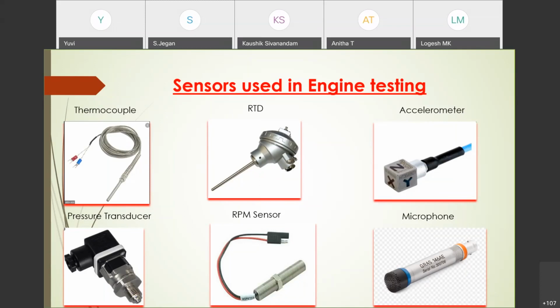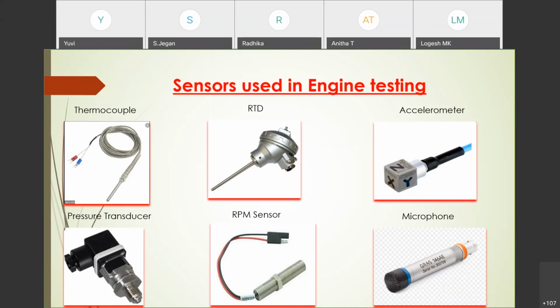And this sensor is very, very sensitive and very expensive too. What is the cost of this accelerometer? One triaxial accelerometer costs around 20 to 25 lakhs. So the handling of these sensors should be very, very careful.